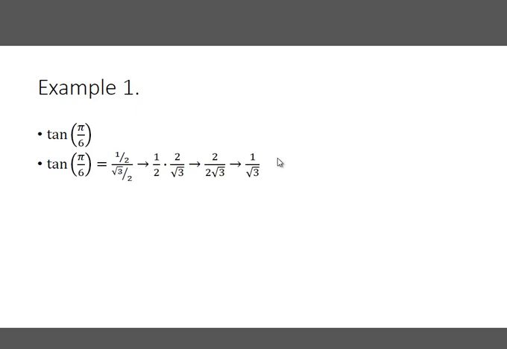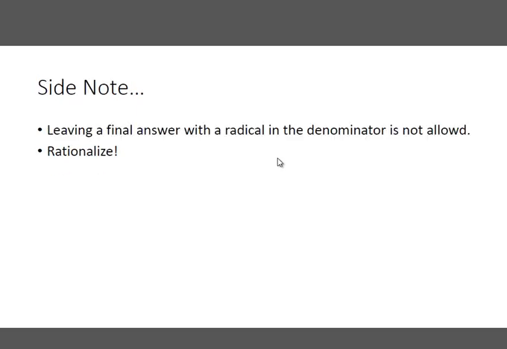But, quick side note, there's a problem with that. Unfortunately, leaving your final answer with a radical in the denominator is not allowed in upper level math. I don't know who came up with this. I'm pretty sure it's the math cult, and they'll kill me if I told you. Just kidding. Anyway, you're not allowed to do that. So what do you do if you are left with an answer with the square root in the bottom?